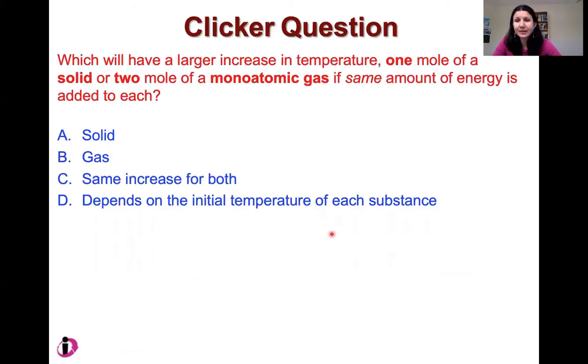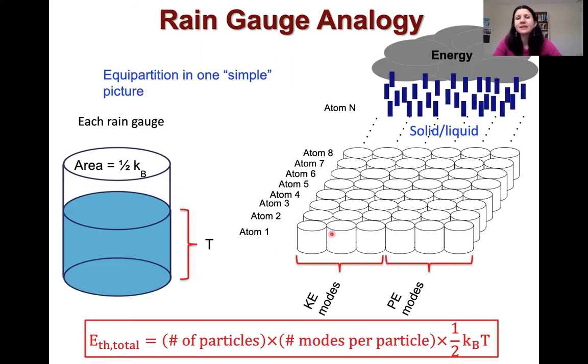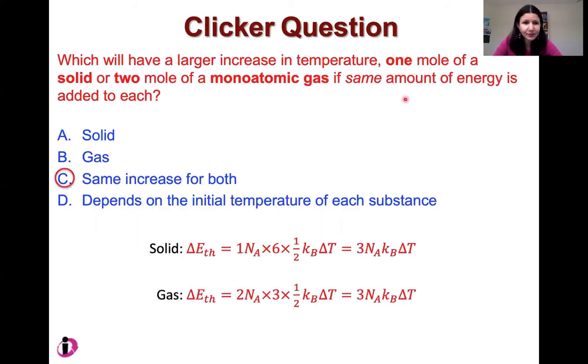then each bucket would get more. And of course the point here with this analogy is that all the rain has to go into one of the buckets. It's not like some rain is going somewhere outside. All the energy added to the system has to go to the energy of that substance. So if we had half the buckets, each bucket would get double the amount of energy. But here we had the same amount. So the answer is the same.